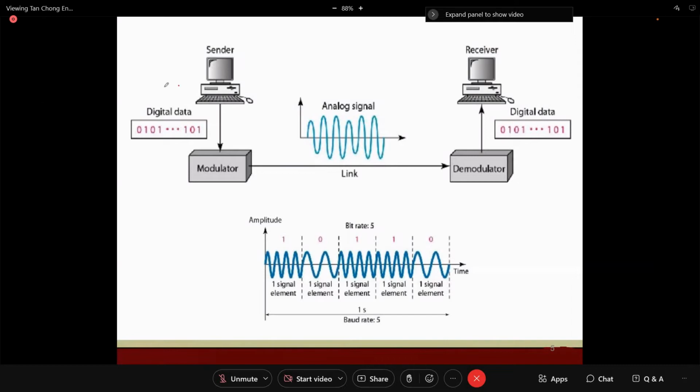Okay, your computer generates digital data, 1 and 0, which is actually the natural state of your microprocessor. Your microprocessor can only generate 1 and 0. So in order for you to transmit it over a link, which is a transmission media, you will have to go through a modulator. Why? Because the link is a physical copper cable link, and what can be carried by this link is only the analog signal. Only analog signal can physically travel through this transmission link.